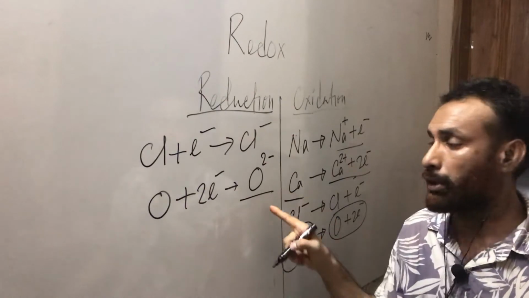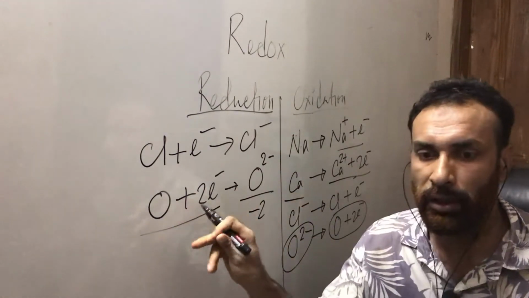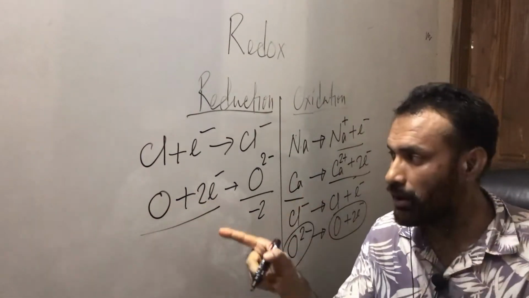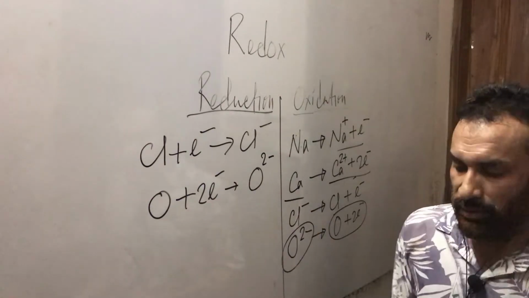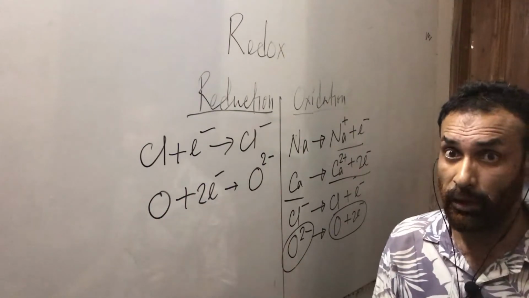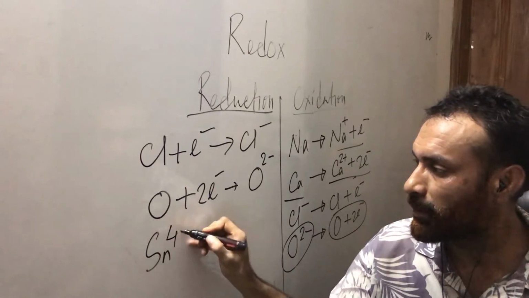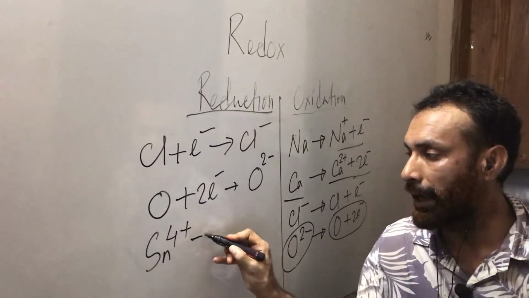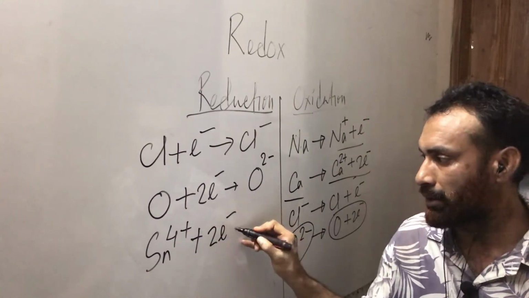On the right side, what do you get? How many charges here? 2 minus. And what do you get on the left side? This is oxygen. Oxygen is 0, and 2 minus is 2 minus. This means they are equal. Here you get non-metals gaining electrons. Metal ions can also gain electrons. I write here tin, Sn4 plus. If Sn4 plus, look carefully, gains electrons, this should gain 2 electrons.